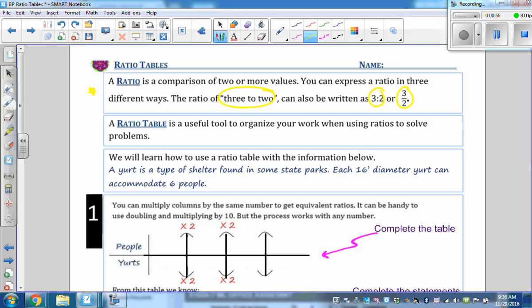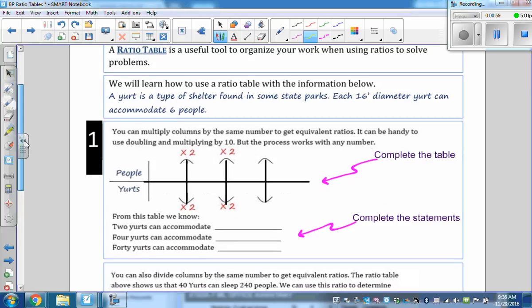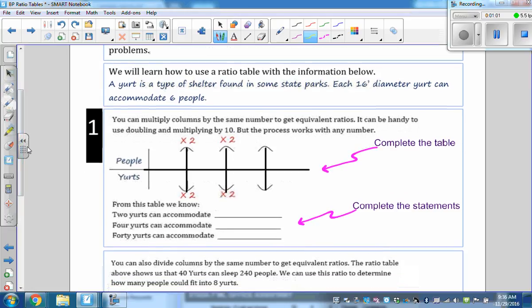So the problem that we focused on had to do with yurts. So we talked about yurts. It's kind of like a hut. You can Google what a yurt is. You can go camping in a yurt.